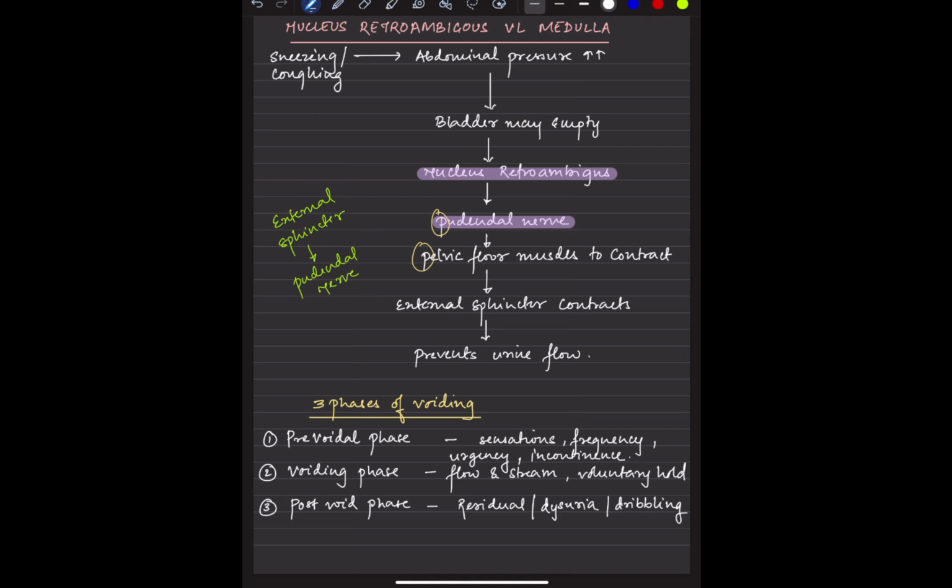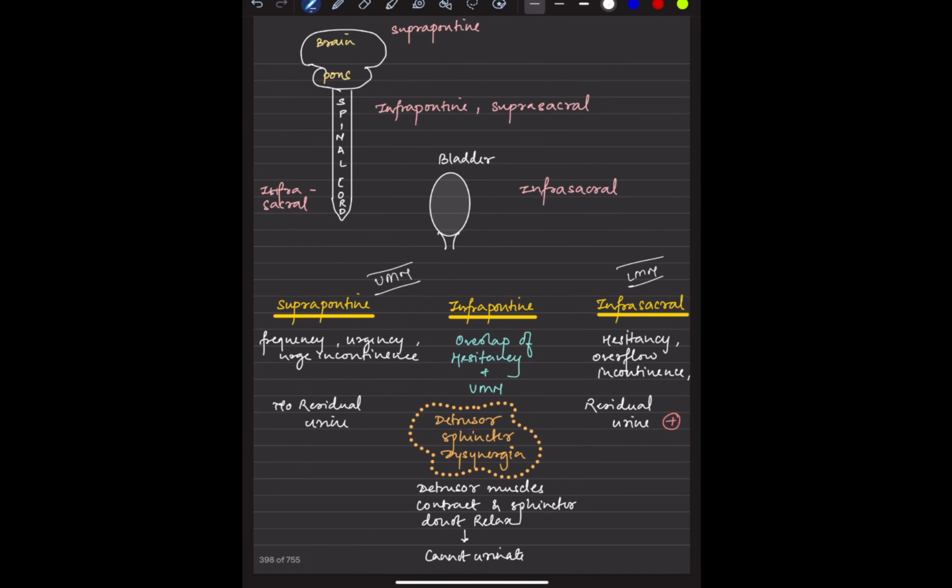Now, there are three phases of voiding. First is the pre-void, then the void, and then the post-void. The pre-void means there will be a feeling, a sensation, urgency, and frequency. The void means there would be flow, the flow stream, so if you are voluntarily holding on to the urine, the flow and stream is affected. Then we come to the post-void. Post-void means there would be residual urine, dribbling, or dysuria. That is the post-void phase.